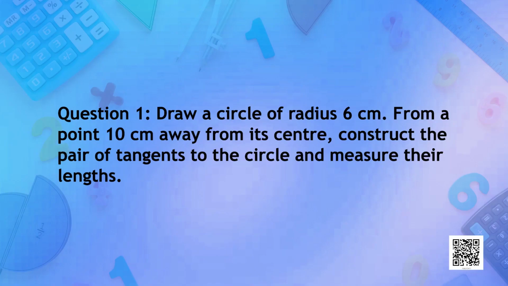Question is, draw a circle of radius 6 centimeter from a point 10 centimeter away from its center. Construct the pair of tangents to the circle and measure their lengths. So let us start our construction. For that, first we will draw a circle of radius 6 centimeter.